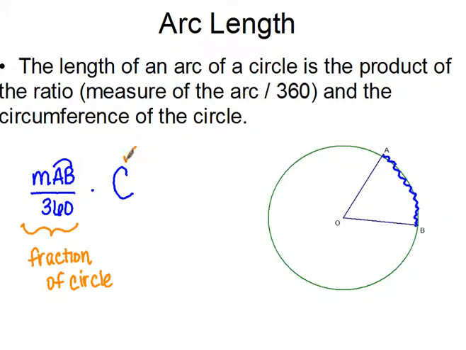And then your circumference, you either use pi times diameter or you use 2 pi r. Depends on what you're given in the problem that determines which one of those you use. And this whole thing, when you multiply it out, gives you the length of the arc.